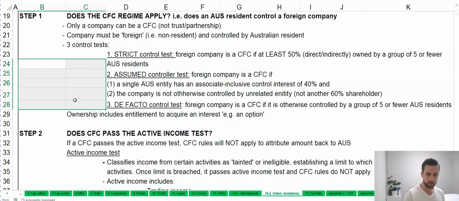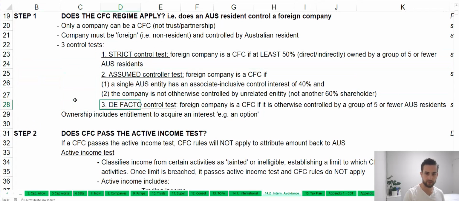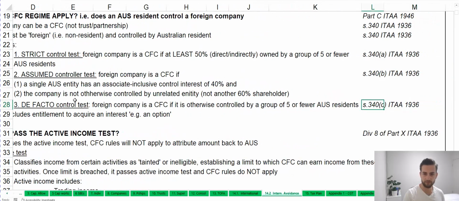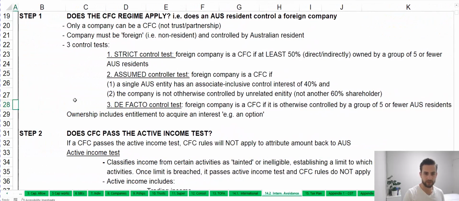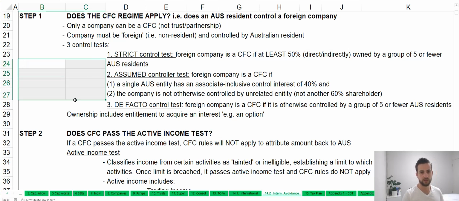Anyway, the final one is the de facto control test. So let's say the answer to this is no. A foreign company is a CFC if it is otherwise controlled by a group of 5 or fewer Australian residents. Ownership includes entitlement to acquire an interest, e.g. an option. So let's say we've just got 5 shareholders, each of us owns 20%. It would still be a CFC as long as there are 5 or fewer Australian resident shareholders.